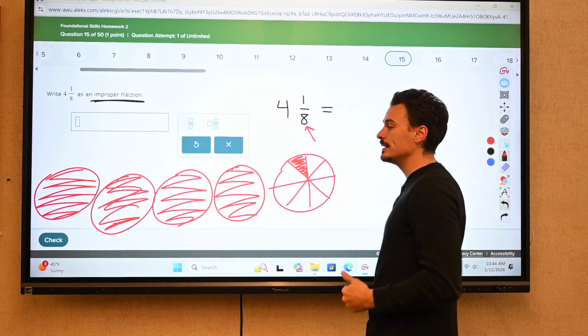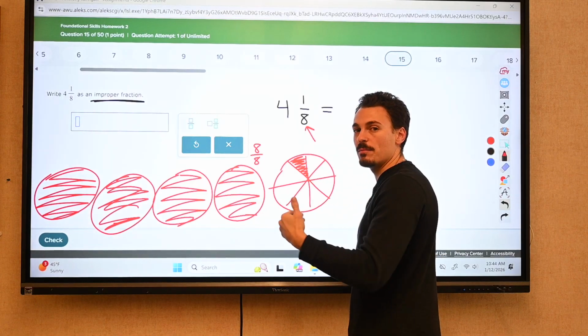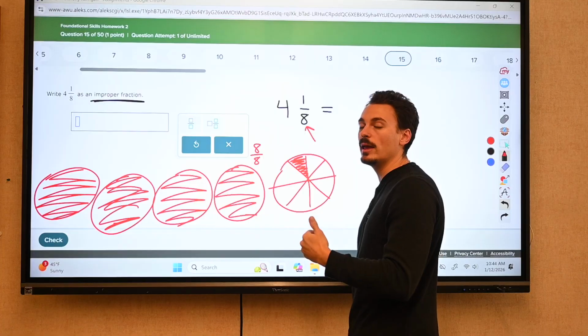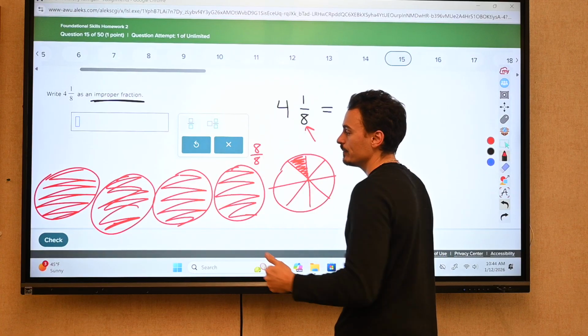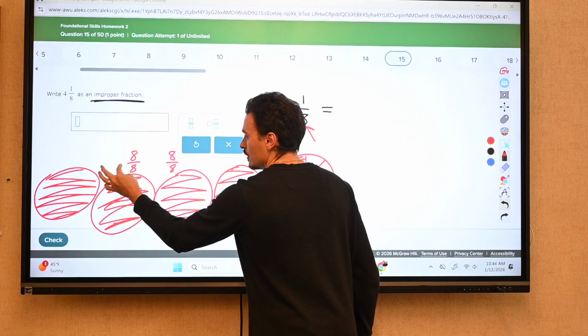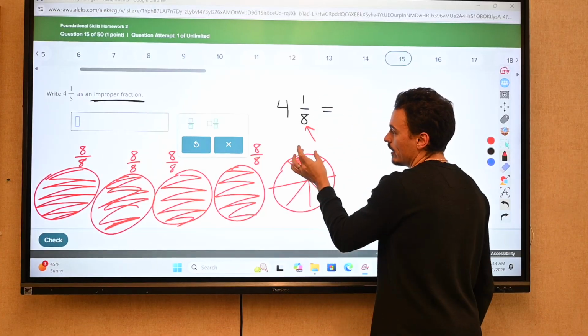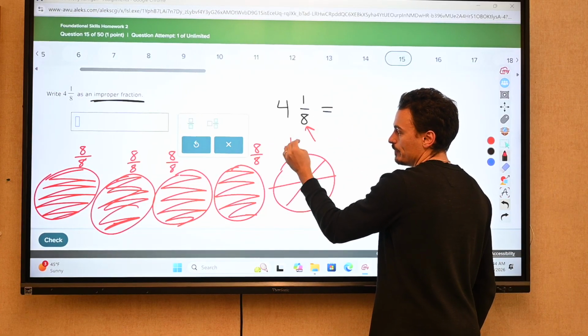Each of these pies is 8/8. Because if I have eighths of a pie, if I have 8 pieces and I eat all 8 pieces, that would be 1 whole pie. Right, so all of these are 8/8. If I have 8 pieces of a pie and I eat all 8, that'd be the whole pie. Right here I have 8 pieces of a pie and I only eat 1.